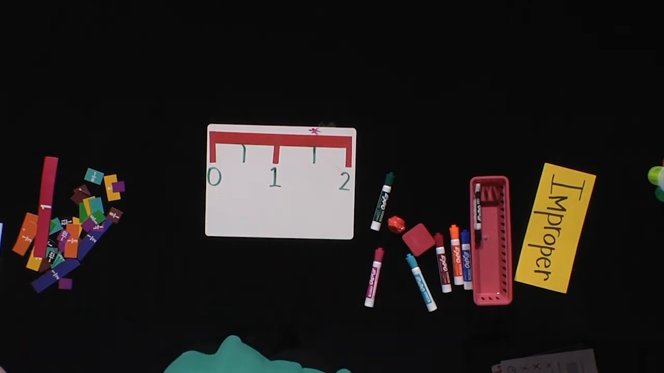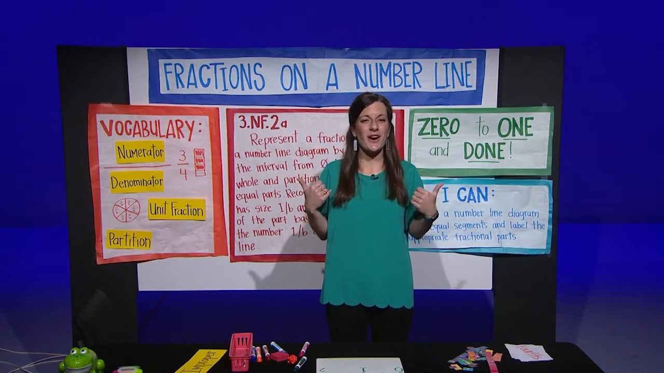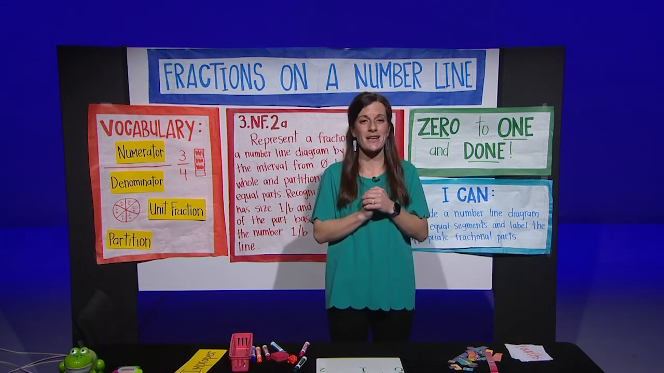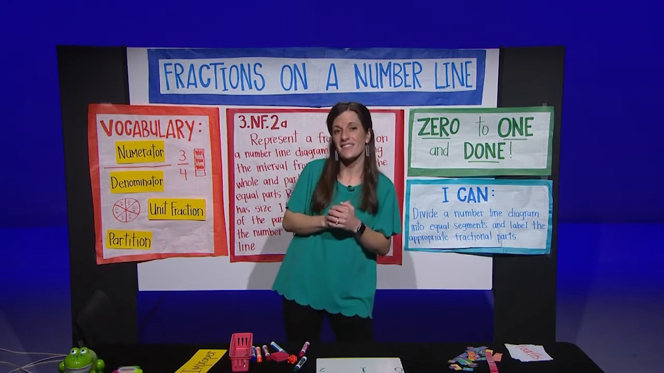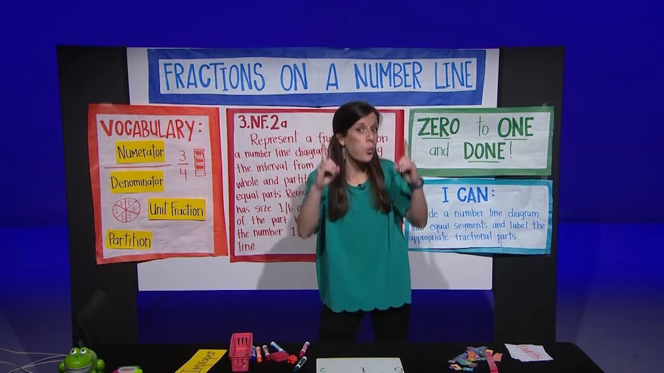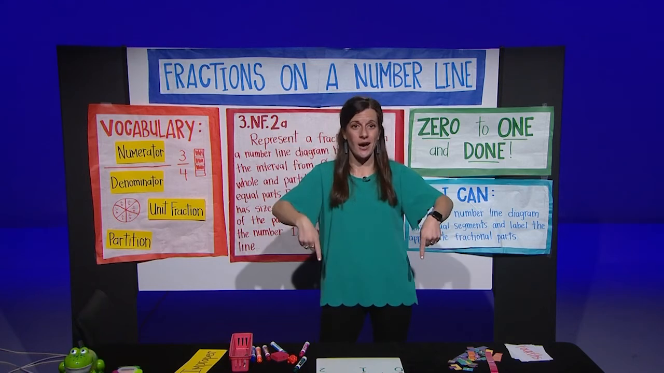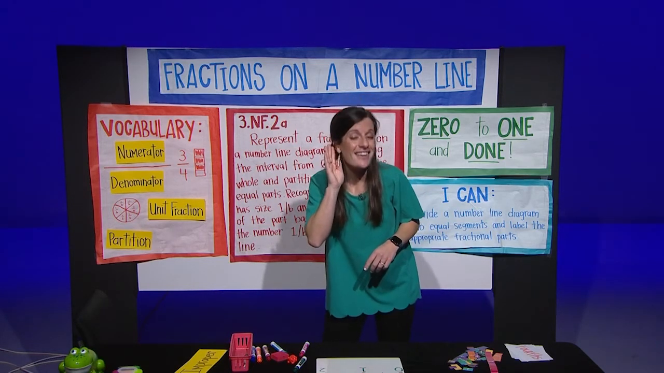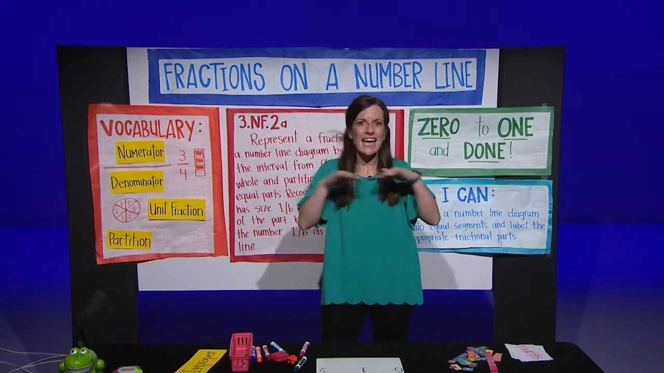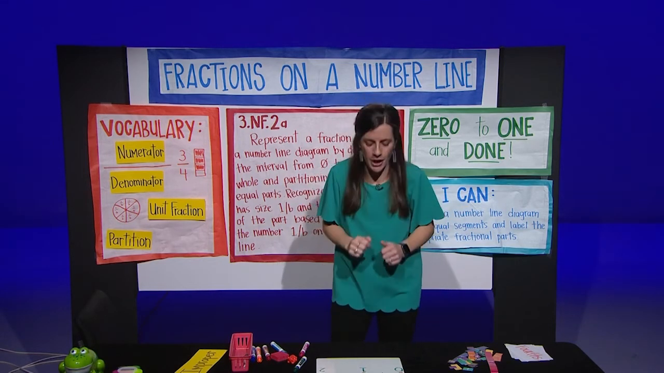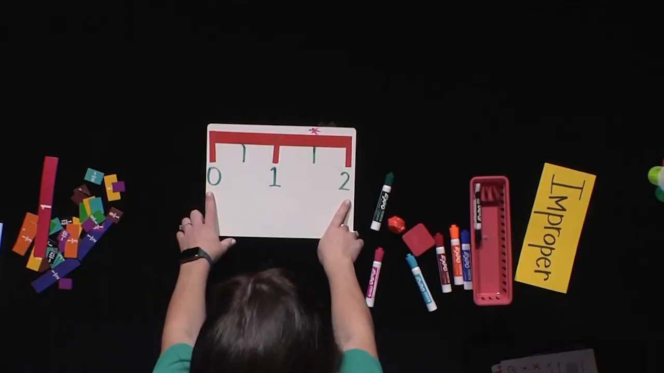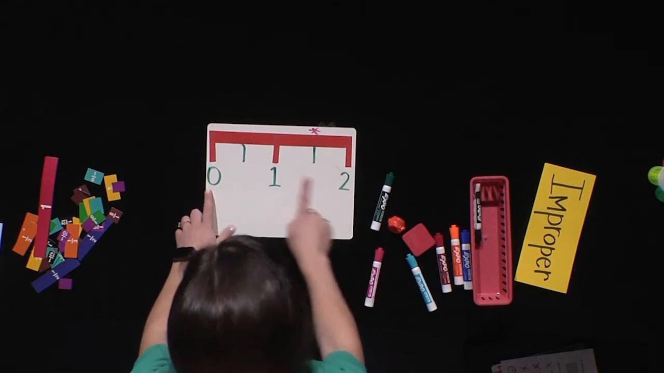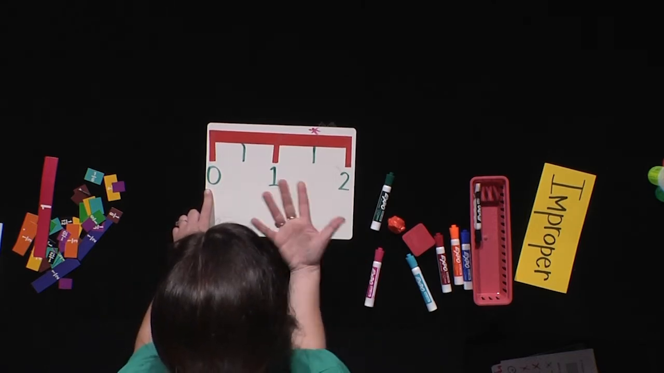Well, simple. Let's do our dance one last time to remind us what to do, even when our number line goes past 1. Start that sway. 0 to 1 and done, denom. So 0 to what? 0 to 1, and you're done. Just because our number line goes to 2 does not mean you jump the entire number line. It's 0 to 1, and you're done.